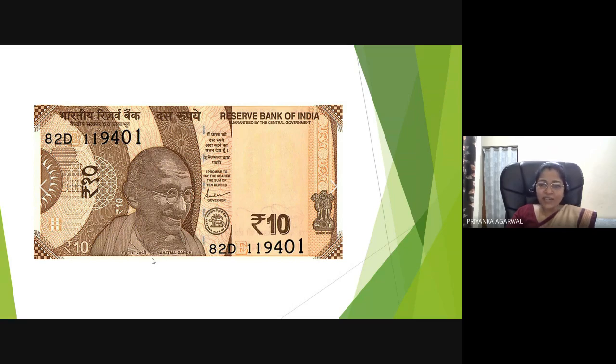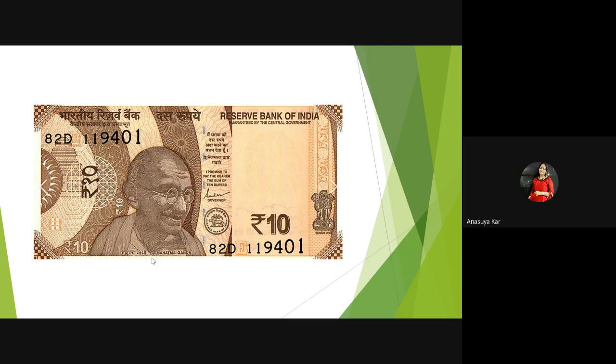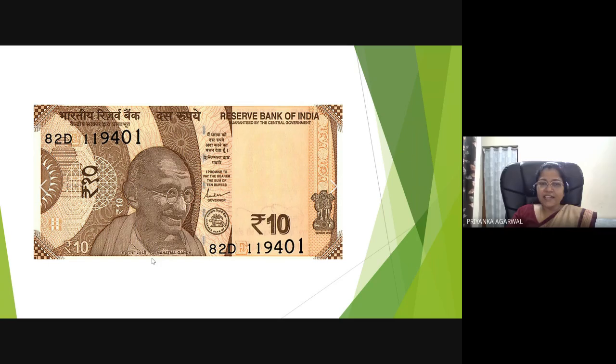So, can anybody tell me what is money? We have understood what a negotiable instrument is. Let us first understand what money is, then we will understand whether money is a negotiable instrument. Ma'am, I think money is not a negotiable instrument as it creates a direct transaction.